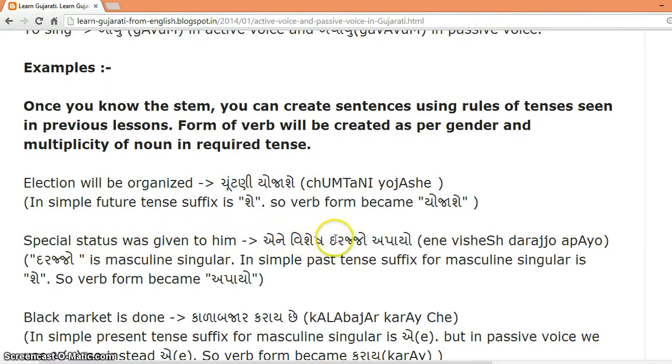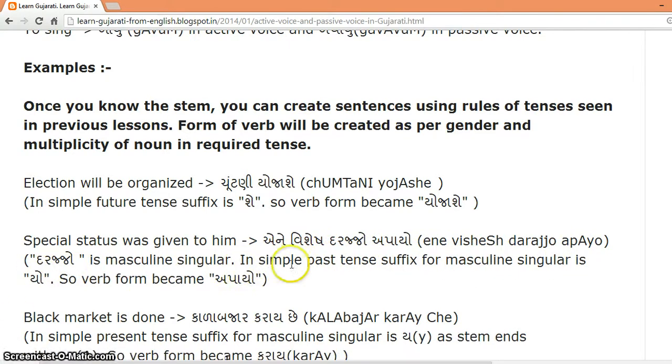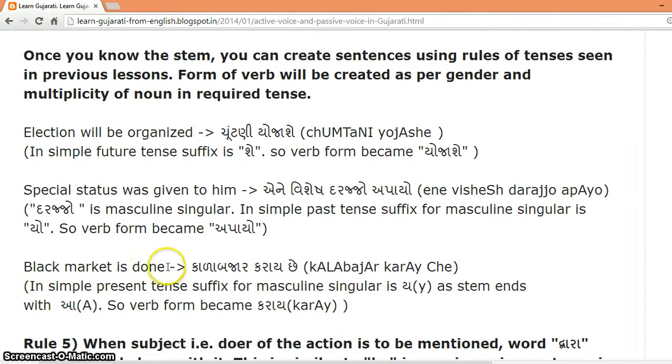Special status was given to him. Ene Vishesh Darajo Apayo. Darajo is masculine singular. In simple past tense, suffix for masculine singular is yo. So verb form became apayo. Black market is done. Kala bajar karai chhe. In simple present tense, suffix for masculine singular is ya as stem ends with a. So verb form becomes karai.